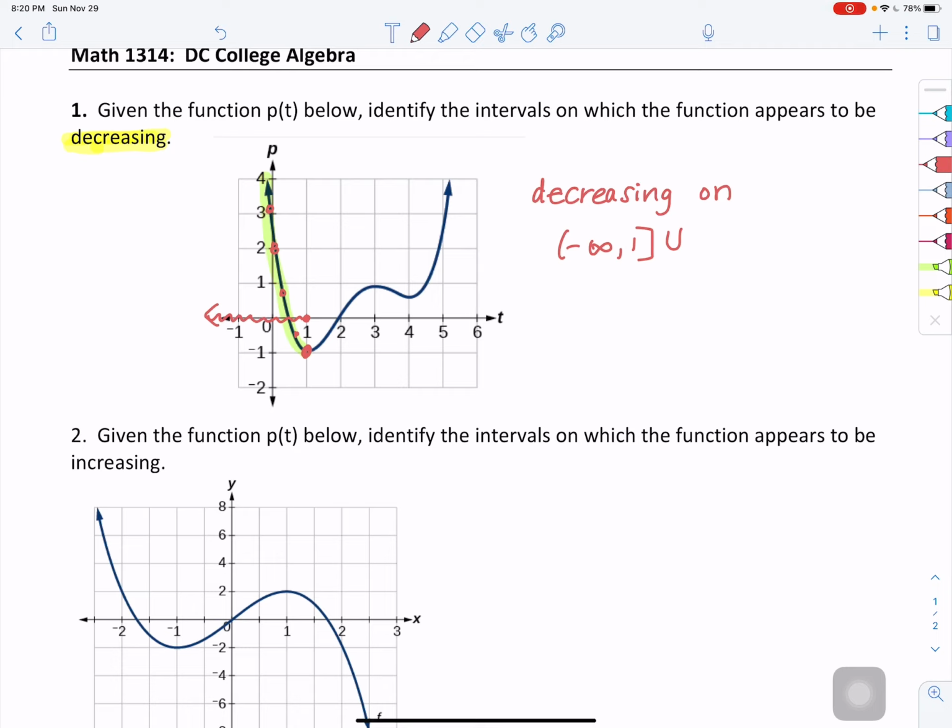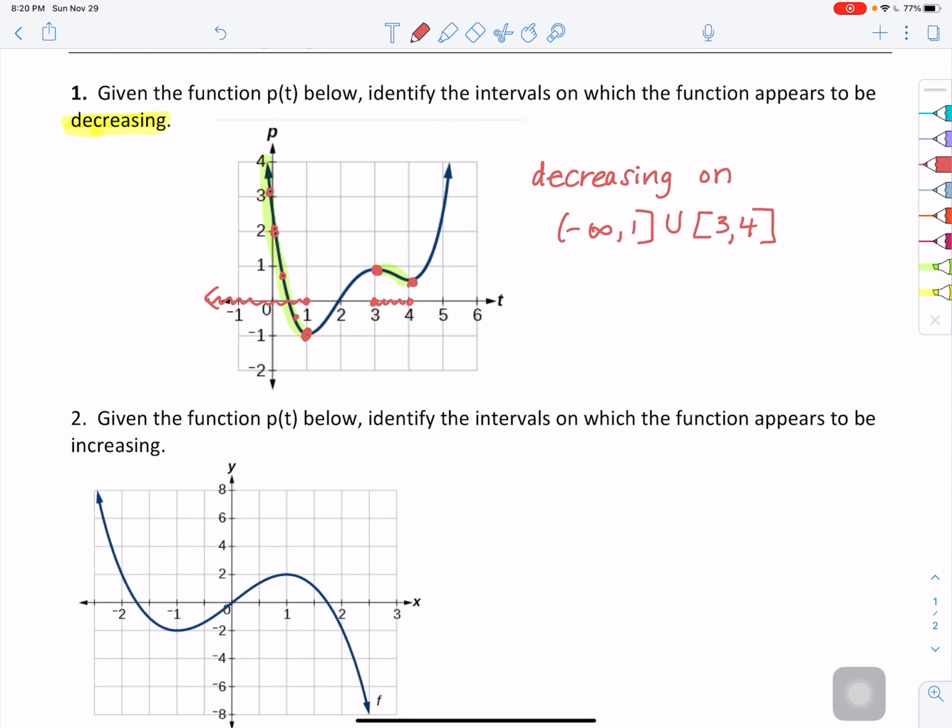Then, note what happens here. This is increasing from here to here. That's not what we want. But starting right here and going all the way to here, we are decreasing. So how would I describe that? Well, that would just be from 3 to 4. And those are the intervals that p of t is decreasing.